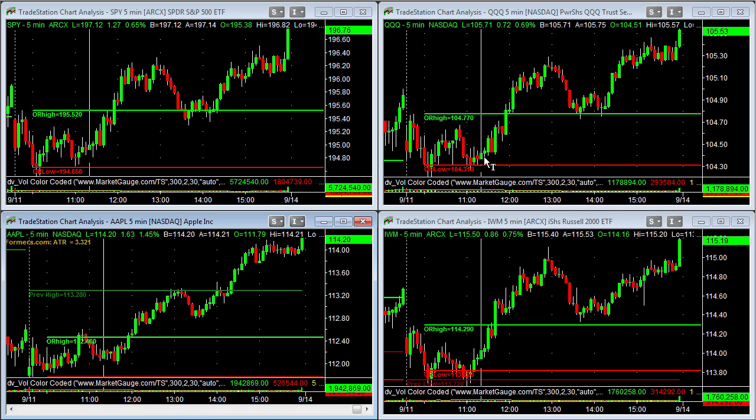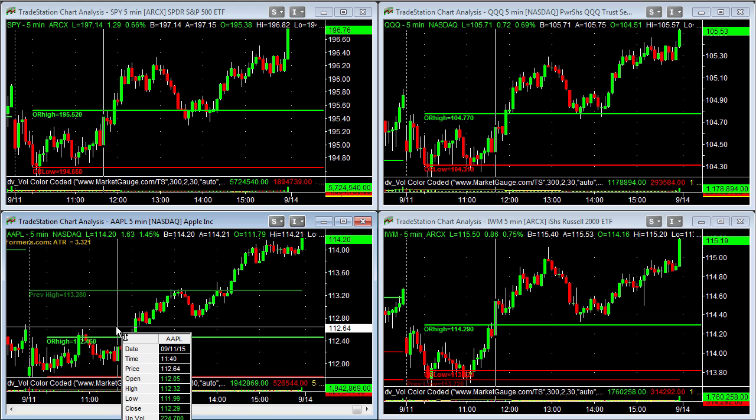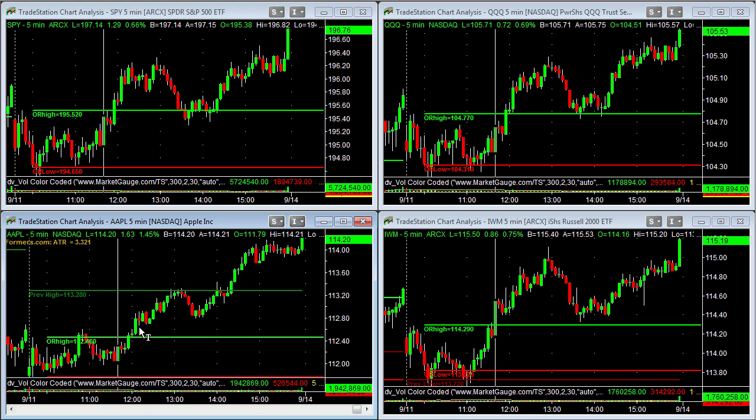So when the QQQ pulled all the way back to its lows, when the IWM pulled all the way back to its lows, Apple didn't even go close. And it was at that point that I decided, this could be a really cheap shot. If Apple makes a new high for the day, I can take a small risk. It shouldn't come back under the opening range high. And with any luck, it will break out through the prior day's high and move higher. And that's exactly what happened.